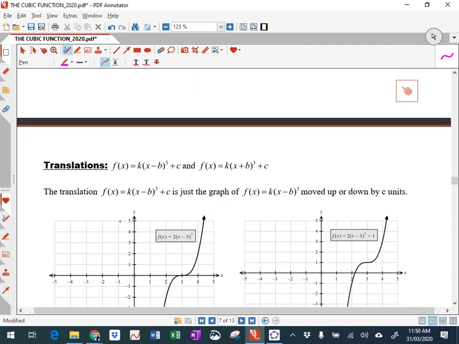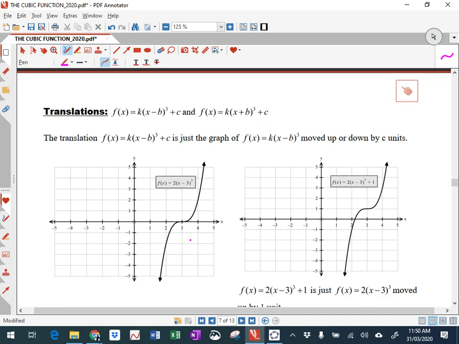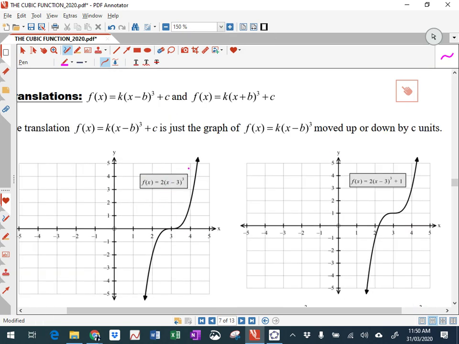Another different translation here. What if you've got kx minus b cubed plus c? What happens when we add a plus c to the end of the equation? How does that change it? Well, that just moves the graph up and down. Let me zoom in a little bit. Here is the cubic 2x minus 3 cubed, and I've got a little plus 1 on the end. What does that do? That just moves the whole graph up by 1 unit. All points on that function have been moved up by 1 unit.